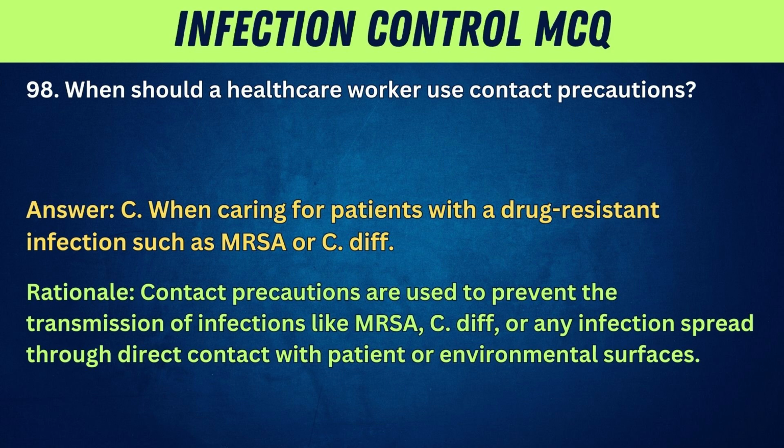Answer. C. When caring for patients with a drug-resistant infection such as MRSA or C. diff. Rationale. Contact precautions are used to prevent the transmission of infections like MRSA, C. diff, or any infection spread through direct contact with patient or environmental surfaces.